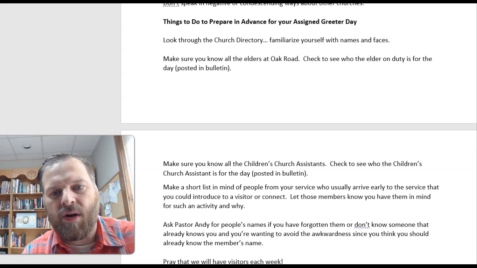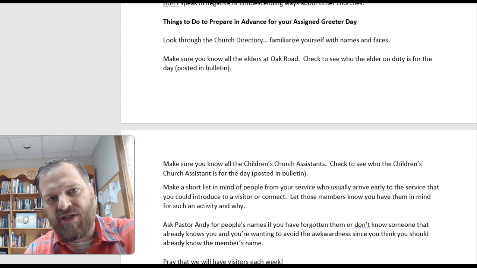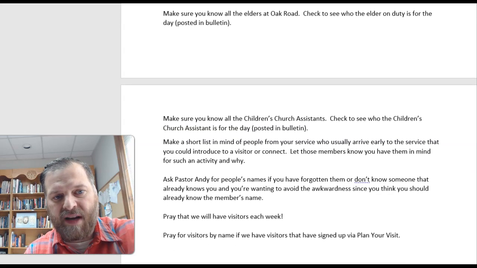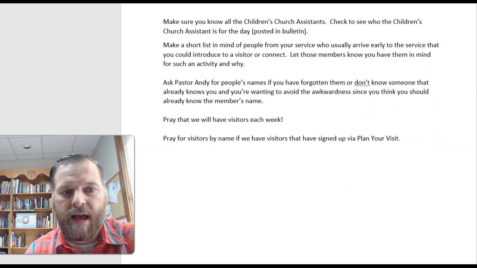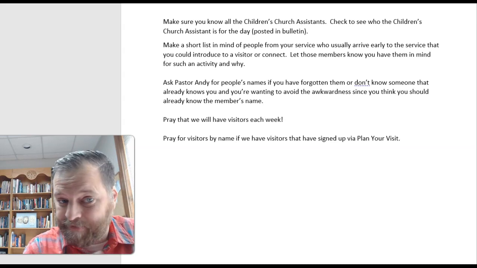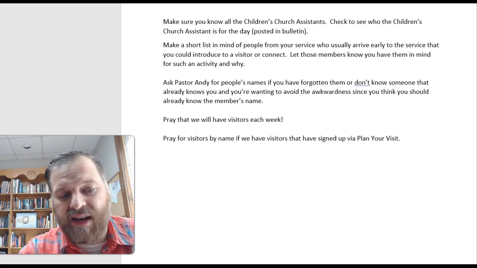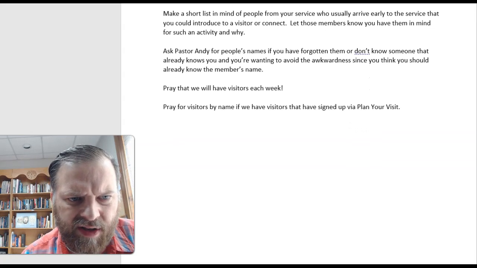Check to see who the elder on duty is for the day. It's posted in the bulletin. We also have a listing of all the elders in the church by the entry to the sanctuary, with their contact information and what families are assigned to those elders. All that can be helpful to know as a greeter. Make sure you know all the children's church assistants. Check to see who the children's church assistant is for the day. It's posted in the bulletin. Oftentimes we'll send the bulletins out in advance to those members on our mailing directory.